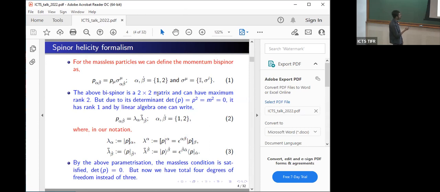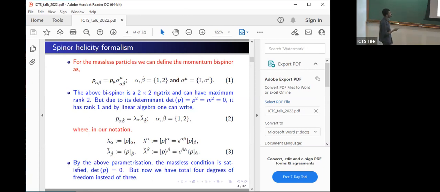These are the row and column matrices, and if we take the momentum to be real, then by complex conjugation of the λ variable we can get the λ̃ variable. That means if the momentum is real, these two are not independent, they are related through complex conjugation. But if we take p_{αβ̇} to be complex, then the λ and λ̃ vectors are independent. In our notation, to raise and lower the α and β̇ indices, we use ε^{αβ} and ε^{α̇β̇} as the raising and lowering metrics. These are the SU(2) metrics, meaning the Levi-Civita tensor.